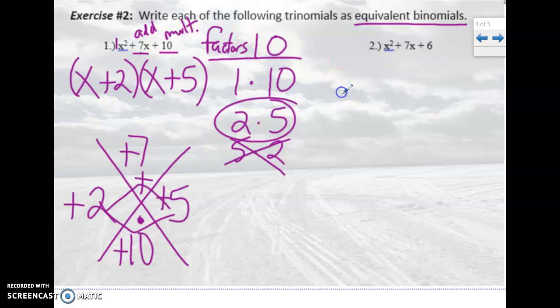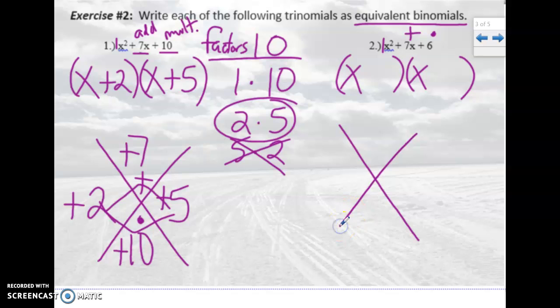The setup for this is 2 sets of parentheses. Because this is just 1x squared, I can quickly write this as x and x. Remember that we're trying to add to this number, but multiply to this number. I'm going to use the symbols to kind of help us out. I'm going to make a large X because there's one number I'm adding to. That's the 7, the number in the middle. And there's one number that I'm multiplying to, and that is the 6. And you do want to try to think about including the sign in front.